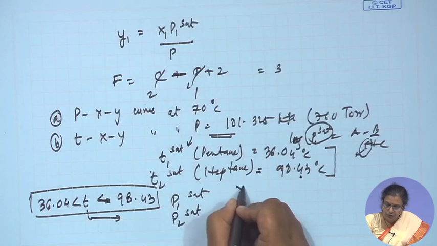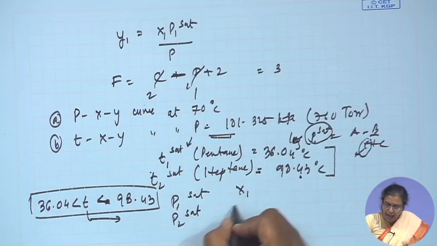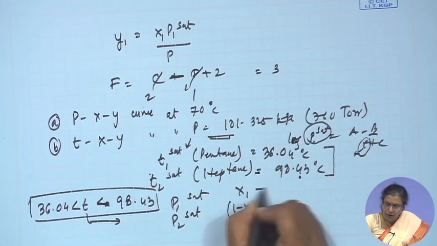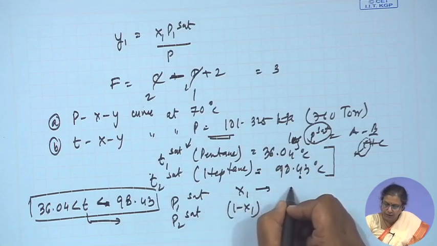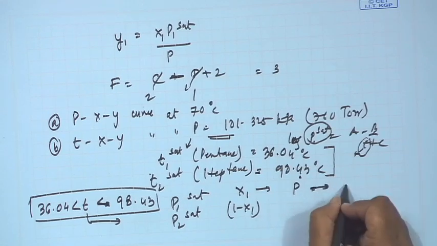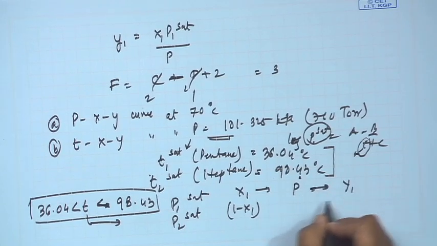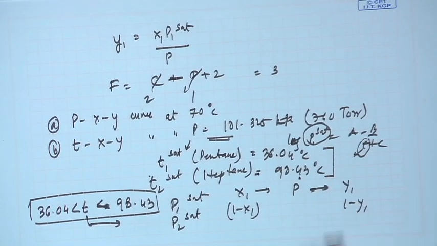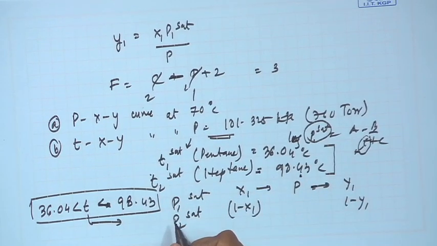Once we can find out, we choose one particular x1, and then we know 1 minus x1. From here, what do? We can find out the total pressure, and then from total pressure, we can find out y1, isn't it? Same way, we can find out 1 minus y1. So, this is the sequence in which the calculations proceed.